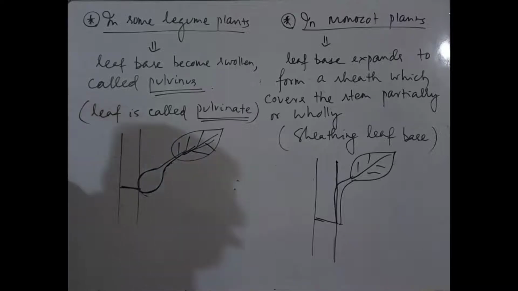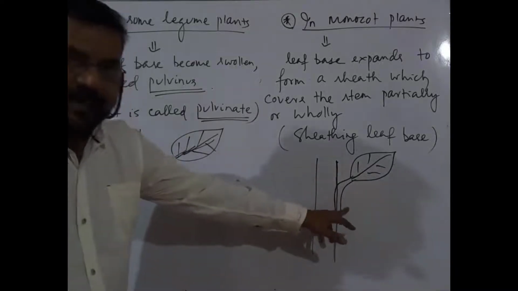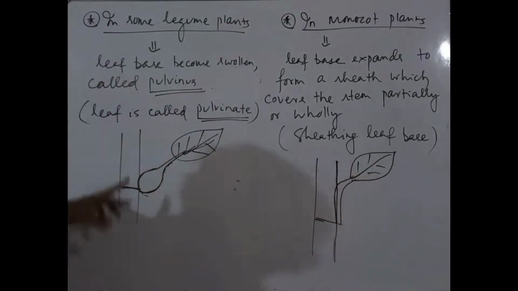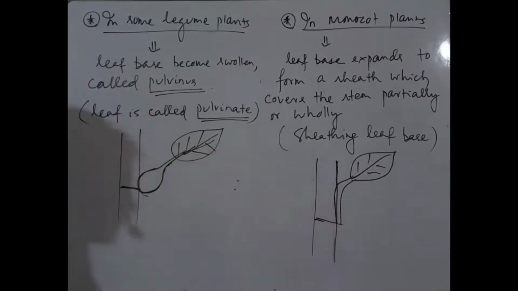तो दो टाइप का लीफ बेस में दो इंपॉर्टेंट पॉइंट आपको मालूम चला, एक है सीडिंग लीफ बेस जो कि मोनोकोट प्लांट में होती है, और एक है पॉल्विनस लीफ बेस जो कि कुछ लेग्यूम प्लांट में होती है, in some legume plants. ओके, उसके बाद नेक्स्ट we'll go to petiole.